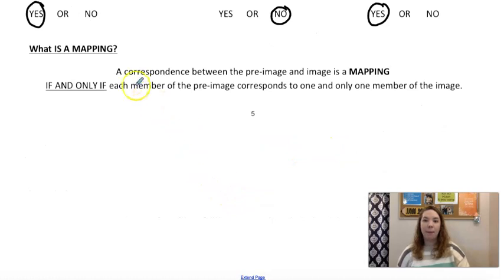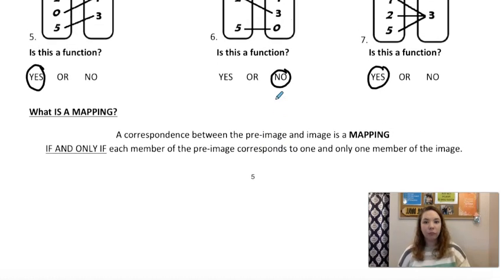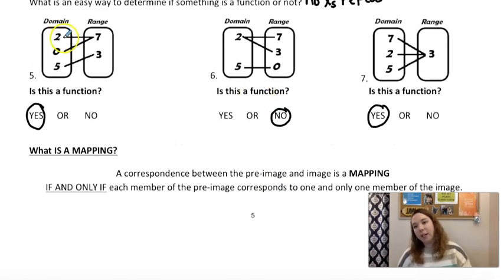What is a mapping? A correspondence between the preimage and image is a mapping. So we talked about that a little bit in our last section of notes. So if and only if each member of the preimage corresponds to one and only one member of the image. So that's why, again, we're talking about functions. They tend to correlate with transformations and mapping very well. We're saying for every x value we put in, we're only getting one x prime value out.